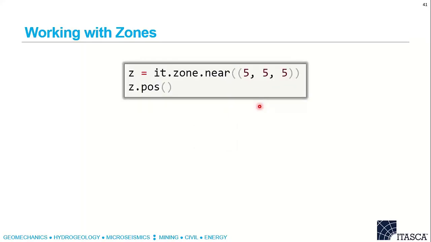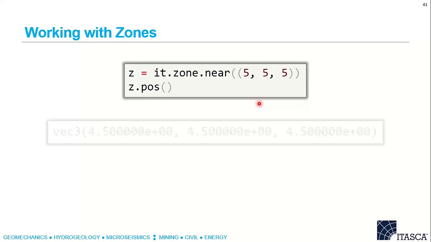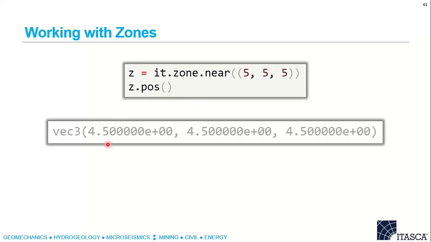You can also use the near function within the submodule to find the zone which is nearest to a specific point. For example, after calling this, it returns the zone whose position is 4.5, 4.5, 4.5, which within this model is the closest zone to the 5, 5, 5 point.